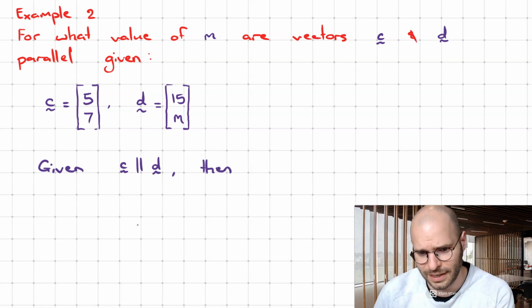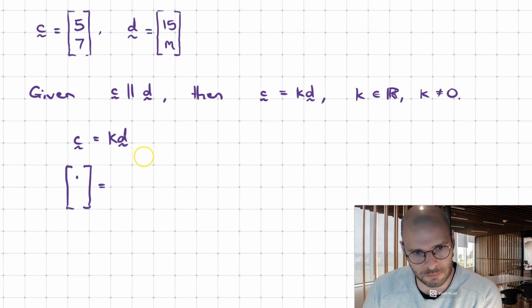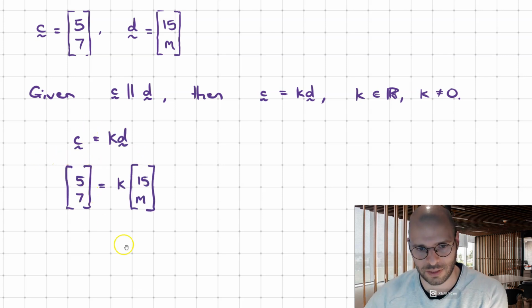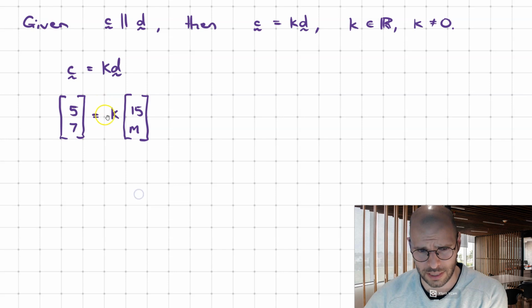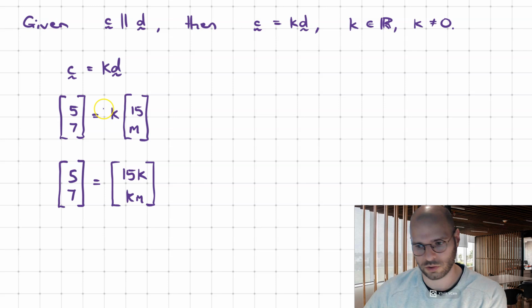Given that vectors C and D are parallel, then C is going to be a scalar multiple of D, where the scalar multiple k is both a real number and non-zero. Working our way down, we build our statement. So this is our statement here. Let's expand so that k enters the vector. So we have the vector on the left must be equal to the vector on the right.